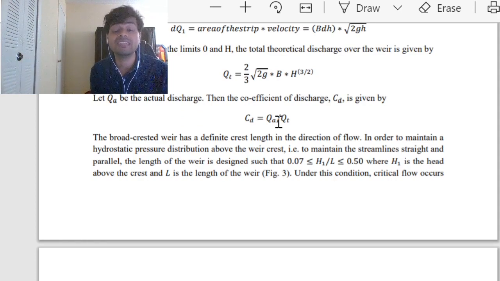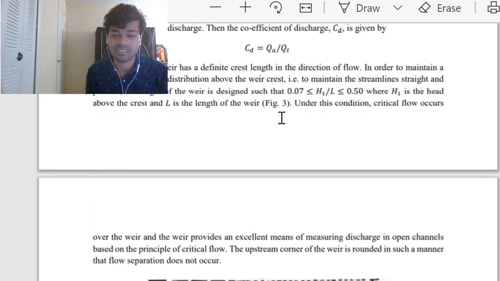If you know the Cd of any weir, then you can place that weir in a real open channel or any real canal, and you can easily use the formula, right? Measure the head, calculate the theoretical discharge, and since you already have the Cd, you can compute the actual discharge. Because in real life you don't have the chance to collect the volume and the time, right? So that's why we need hydraulic structures to measure the discharge.